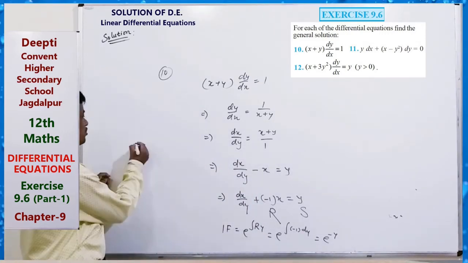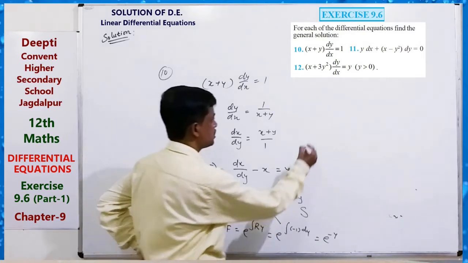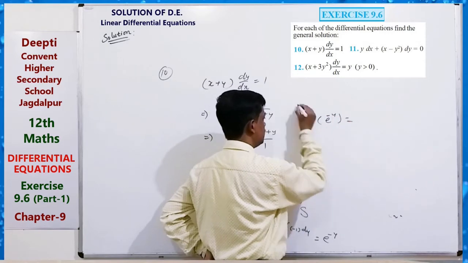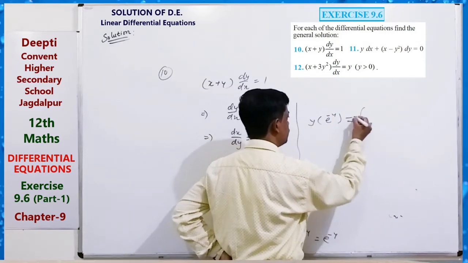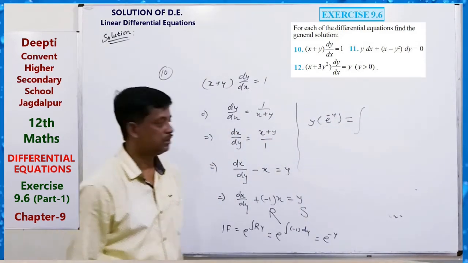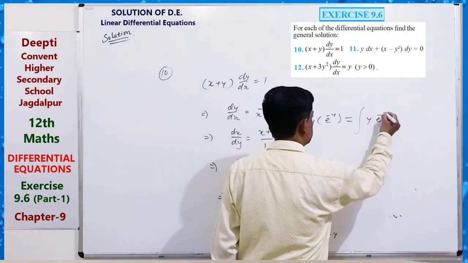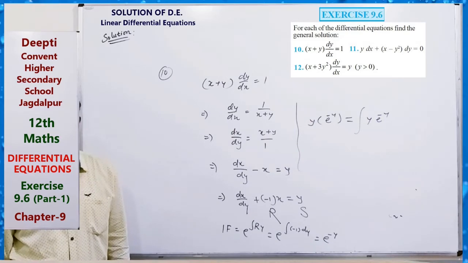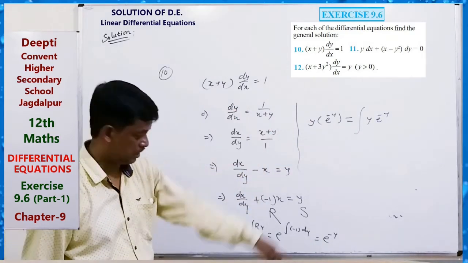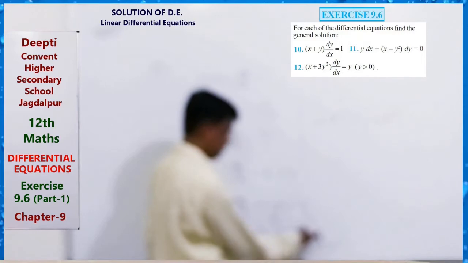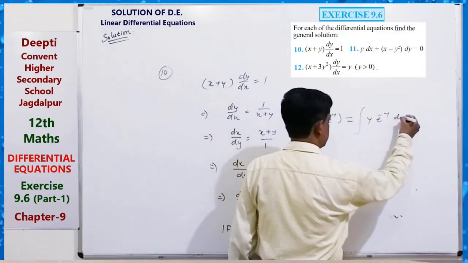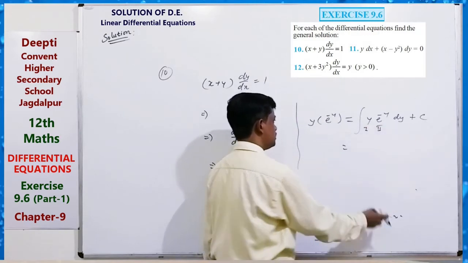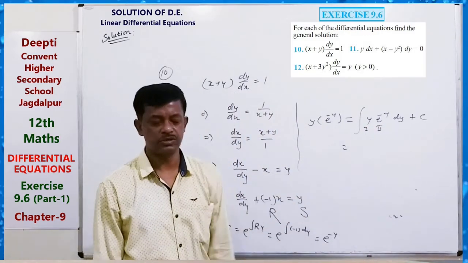Clear? So the solution will be: x into IF, that is e to the minus y, equals the integration of S times IF, that is y into e to the minus y dy, plus c. Now you can solve it: first function, second function by parts, and then get the solution.